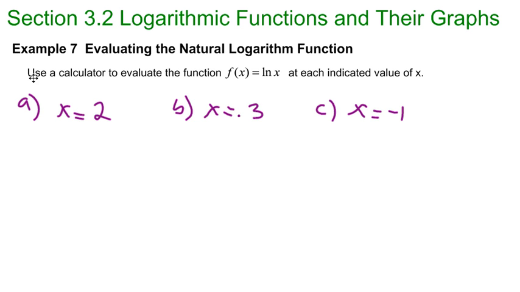It says use a calculator to evaluate the function f of x equals ln of x at each indicated value of x. We haven't talked about that, so I'm going to talk about that right now. So what is up with this whole ln of x and all that? Let me just show you here real quick.